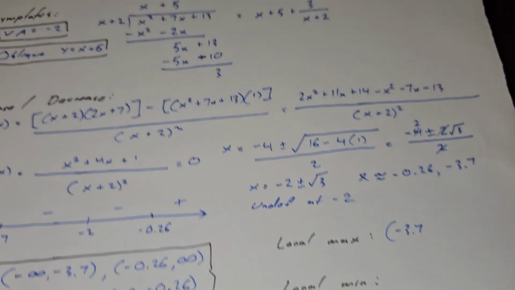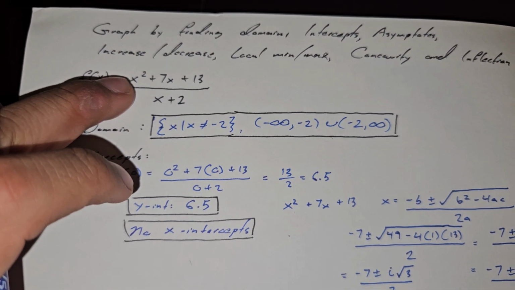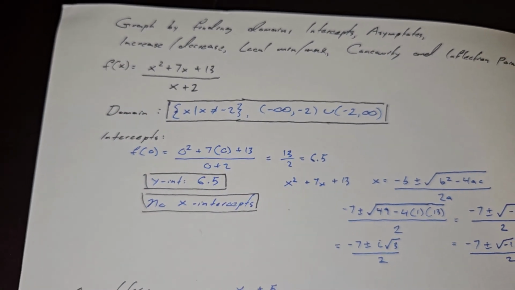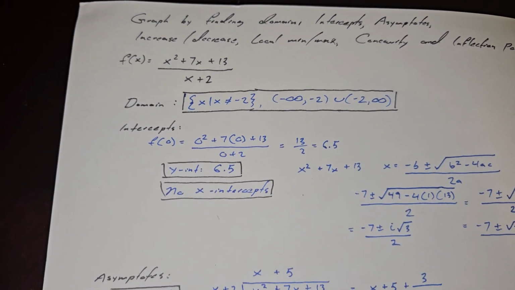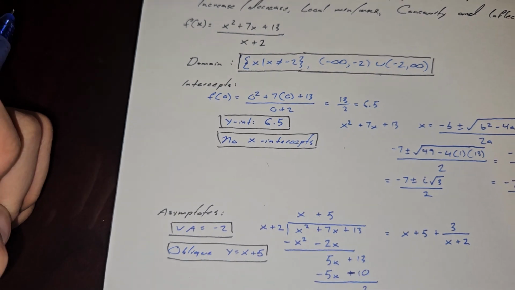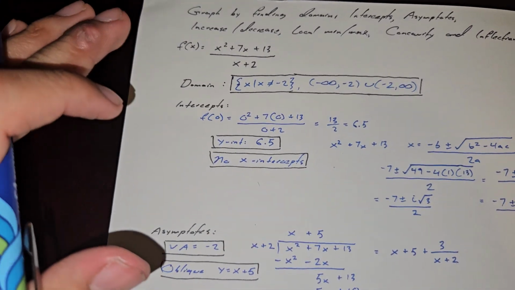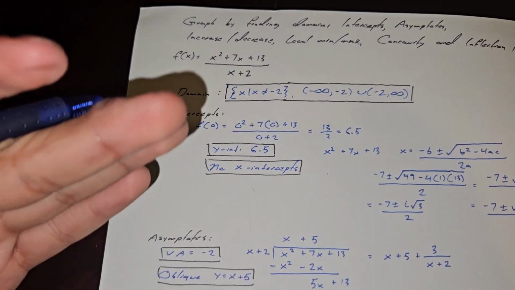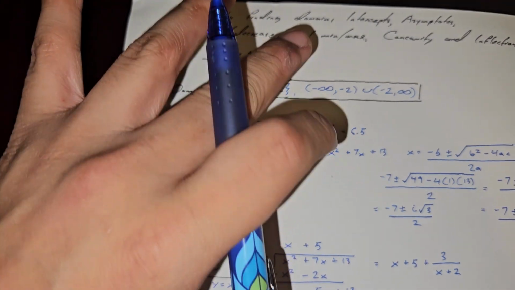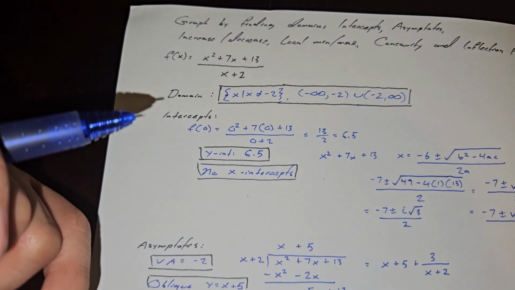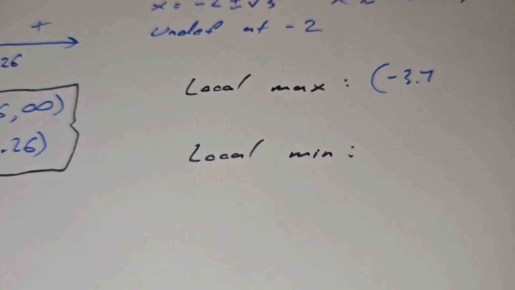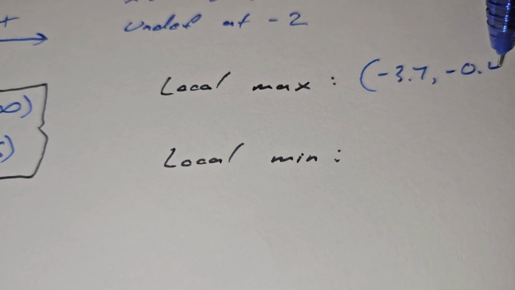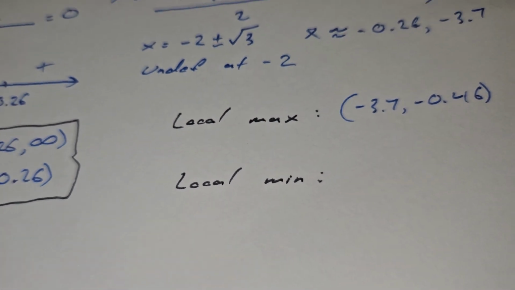So what we want to do is plug in negative 3.7 into our original function, not the derivative, but the original function, and see what kind of value we get. If we do the math, I'm not going to show it for the sake of time, we are going to get around negative 0.46. So negative 0.46 is going to be your local maximum.